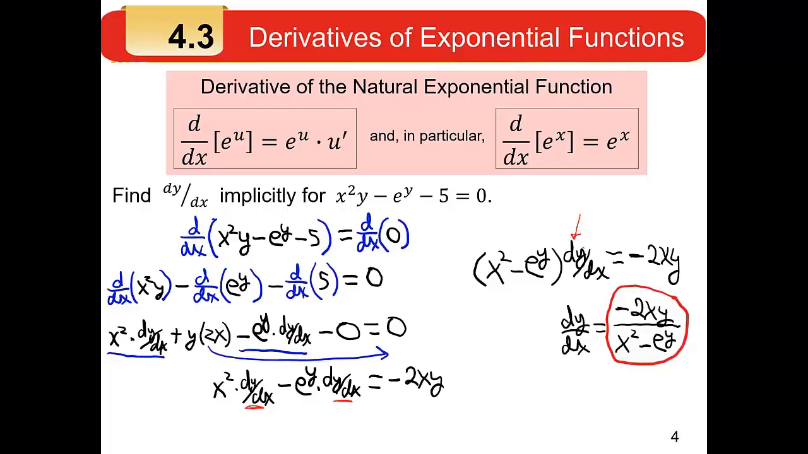Once you get to that point, all you do is divide both sides by the factor you want to get rid of on the left. And if you divide both sides by that, you'll get minus 2xy over the quantity x squared minus e to the x. Again, this is pretty much what we've done earlier, except we've allowed for the possibility of a function to be an exponential.